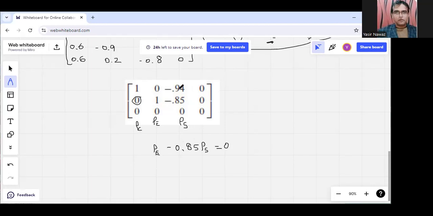And then from the first row, I didn't write any equation from the third row because all the entries in the third row are 0. So 0 equal to 0. So there will be no equation of this kind of form.